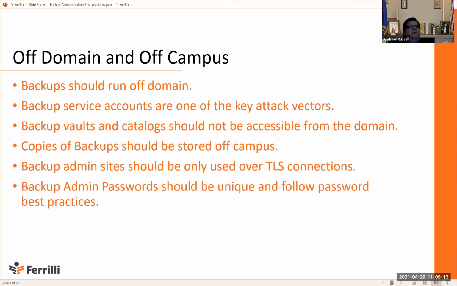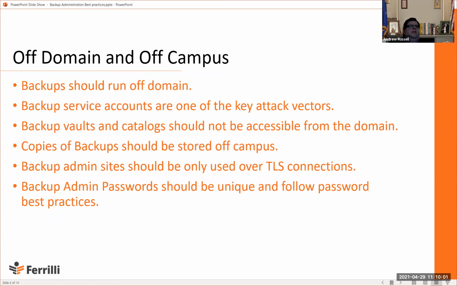So backups should run off the domain. You should not be able to access your backup service accounts, your backup vaults, or your backup catalogs with your domain level credentials. This has been one of the main attack vectors from the ransomware attacks that we've seen. Backup service accounts are one of the key attack vectors that ransomware attackers will try and take advantage of, because if they can get a backup service account that's running domain-wide, it's got access to your entire server farm. And so it's very important that the minimum set of requirements for a modern day backup solution is that it is off domain, that the backup service accounts don't exist.